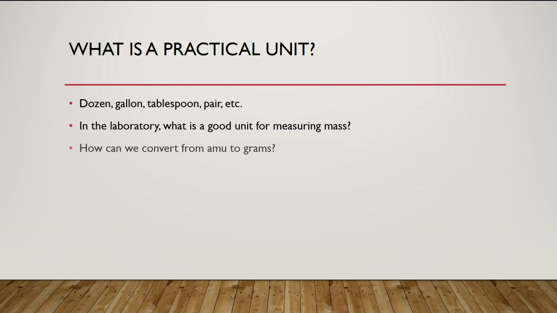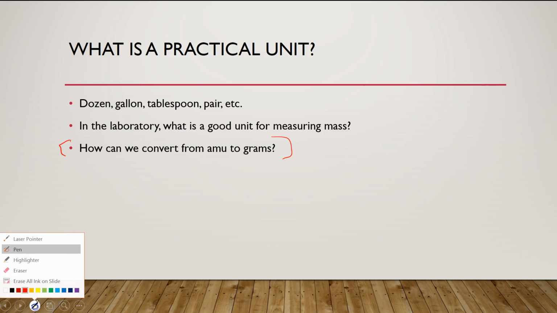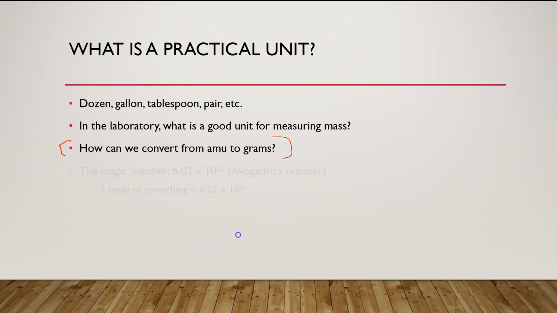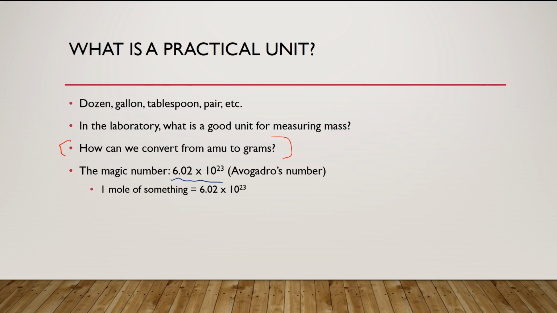In the laboratory, a good unit for measuring mass is a practical unit, and we typically use, of course, grams. So here's where I want you to actually start taking notes. How can we convert from atomic mass units to grams? In class, you spent some time today looking at just that. How do we go from something as small as an atomic mass unit and convert that into a measurable quantity in terms of grams? The magic number you got with your calculations is what we call Avogadro's number. And that's what we call a mole.